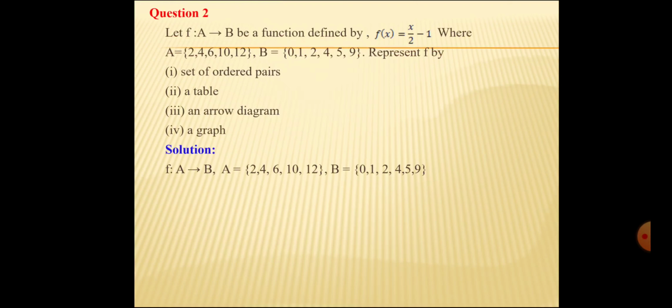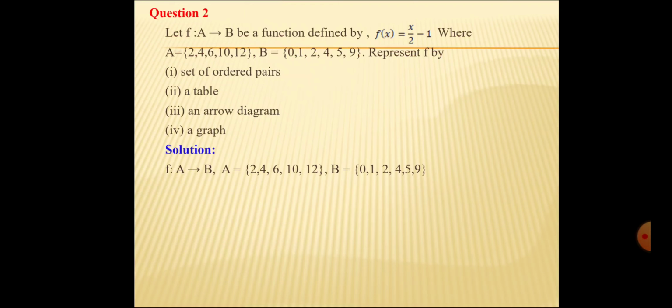Next question, second one. Let f from A to B be a function defined by f of x equal to x by 2 minus 1, where A is equal to 2, 4, 6, 10, 12, B is equal to 0, 1, 2, 4, 5, 9. Represent f by a set of ordered pairs, a table, an arrow diagram, a graph. This is an important 5 mark question, so you clearly understand this one.